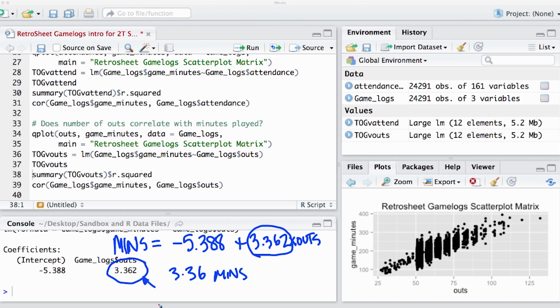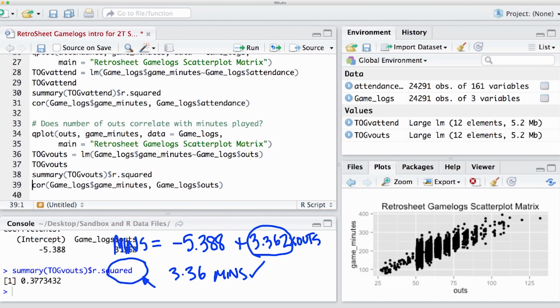Maybe next time we watch a half inning, we see if on average it's about 10 minutes, which is what this says. 3 outs times 3.36 minutes. So that's what this equation shows. Let's again look at r squared and r to see what these data show. Okay, so we're looking at r squared.